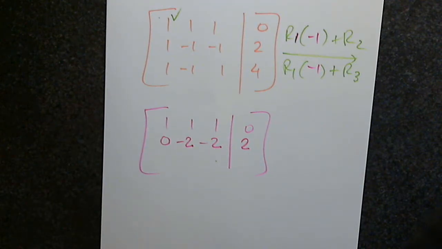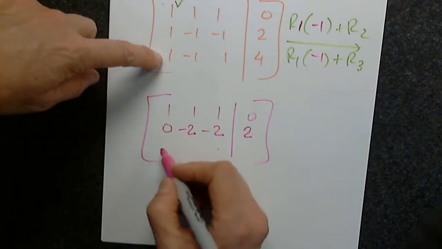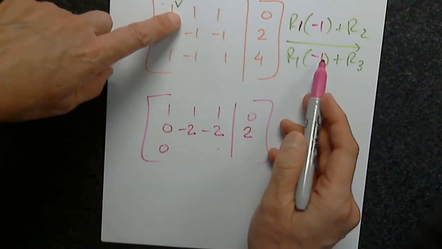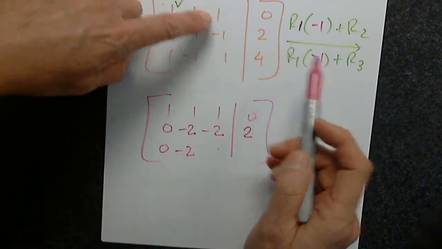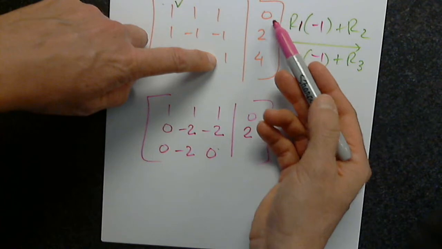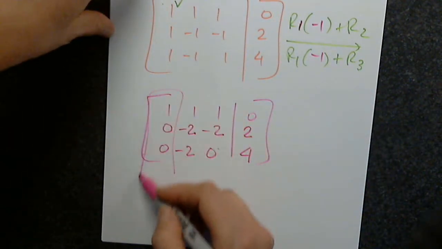Is this step understood? Okay, the next one. 1 times -1 plus 1 is 0. 1 times -1, -1 minus 1, -2. 1 times -1, -1 plus 1 is 0. 0 times -1 is 0 plus 4 is 4. This is done.